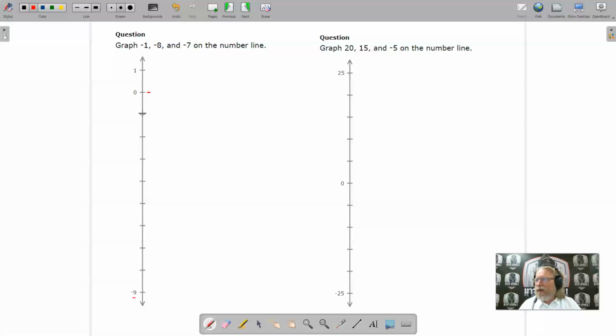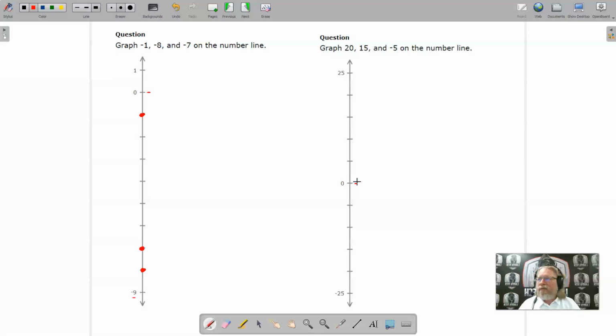So we need -1. -8 is going to come right before -9. And -7 would come right before -8. Looks like our zero is right here, so all positive numbers above, all negative numbers below.